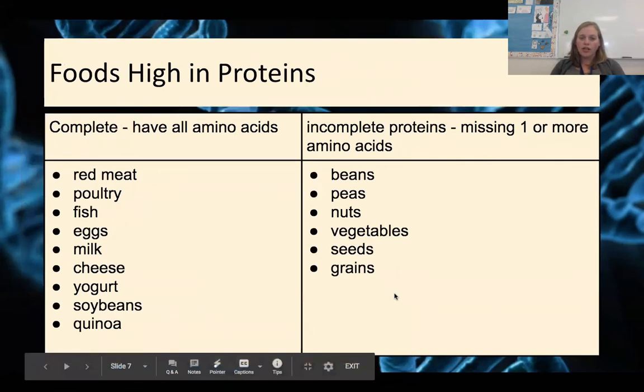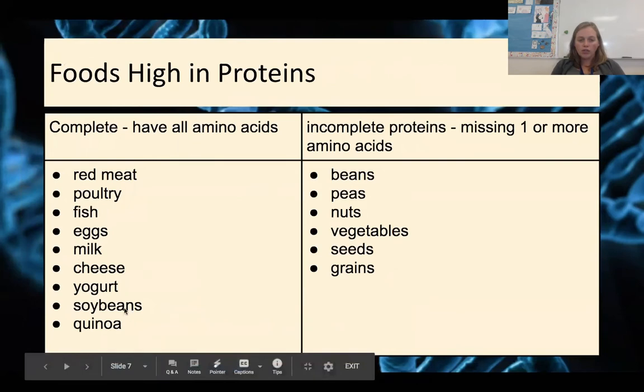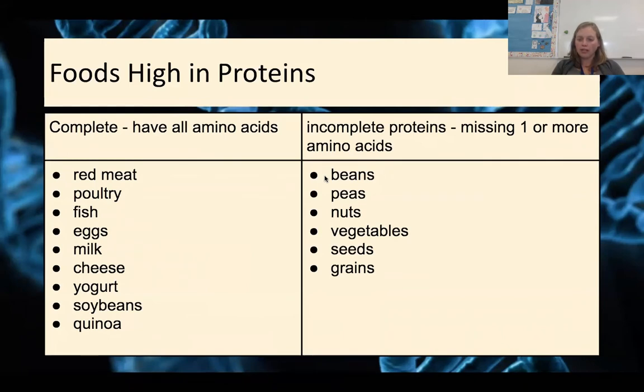So foods that are high in proteins, there are some foods that have all of the amino acids that you need, and those are called complete proteins. Those include things that are mostly from animals or animal products. Animals have to get nutrients from all over the place, and so it's really important that they do have all of the amino acids that they're going to need. Now, there are a couple of exceptions here. We have 2 plants that do have all of the amino acids, soybeans and quinoa, but most plants are incomplete, meaning that they are missing 1 or more amino acids.